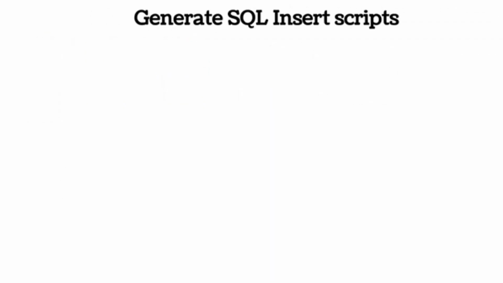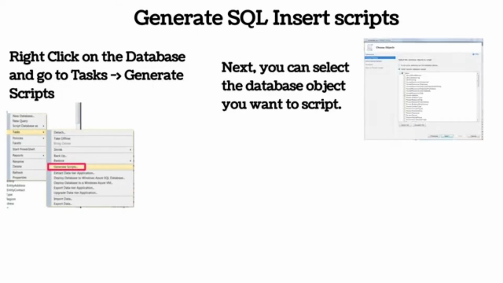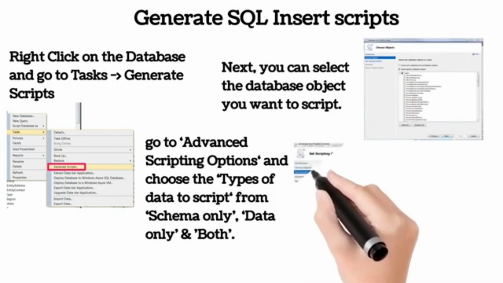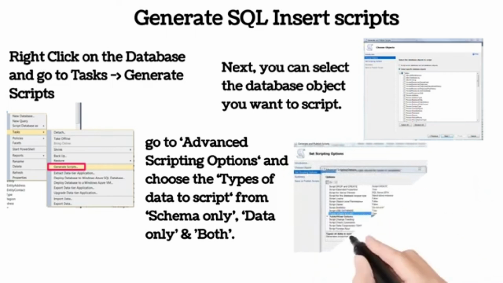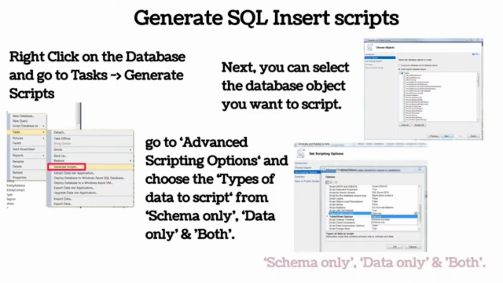To generate scripts for your database tables, SQL Server Management Studio provides a handy wizard. You can also use this wizard to generate insert scripts for your tables. Right-click on the database and go to Tasks to generate scripts. Next, you can select the database object you want to script. By default, the wizard allows you to generate scripts for the table schema only. However, if you need to generate insert scripts for your table data, you will need to navigate to the Advanced Scripting options and choose the types of data to script.